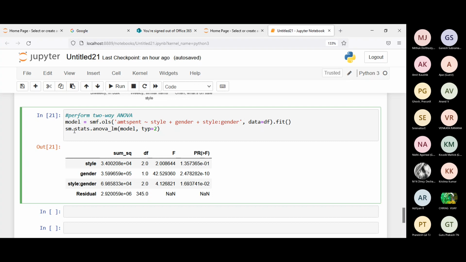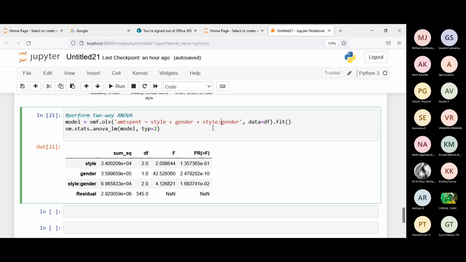And we are saying sm.stats.anova, comma lm model type is equal to 2. Whenever you are specifying an interaction effect, it is better to use type equals 2. This interaction effect basically is as good as feature generation. We are creating a new variable. This is the third variable in the data set. Effectively, you have two categorical variables. We have combined them and made this the third categorical variable.